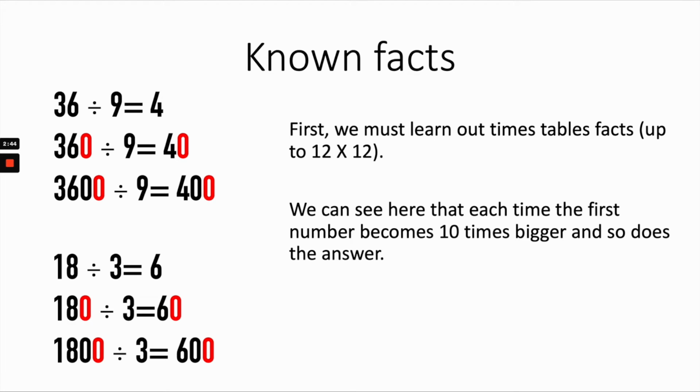So 360 divided by 9 is 40. And if we make 360 10 times bigger, we get 3,600. If we divide it by 9, the answer also gets 10 times bigger, so 3,600 divided by 9 is 400.